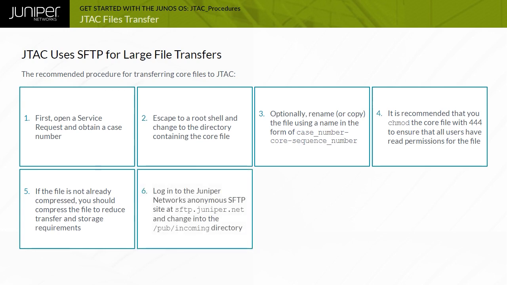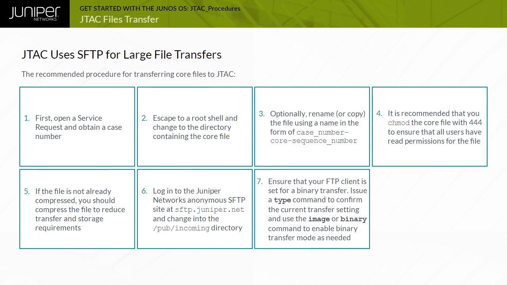6. Log into the Juniper Network's anonymous SFTP site at sftp.juniper.net and change into the /pub/incoming directory. 7. Ensure that your FTP client is set for a binary transfer.